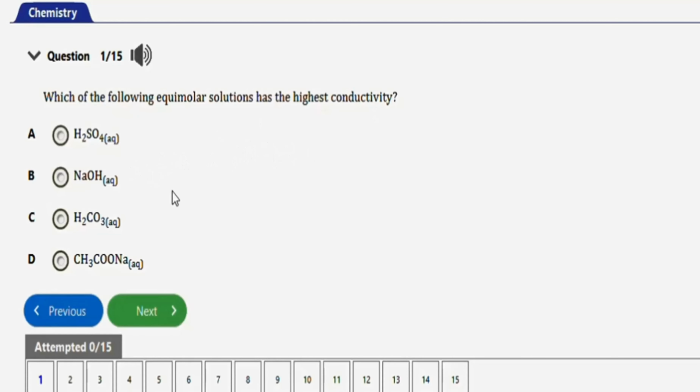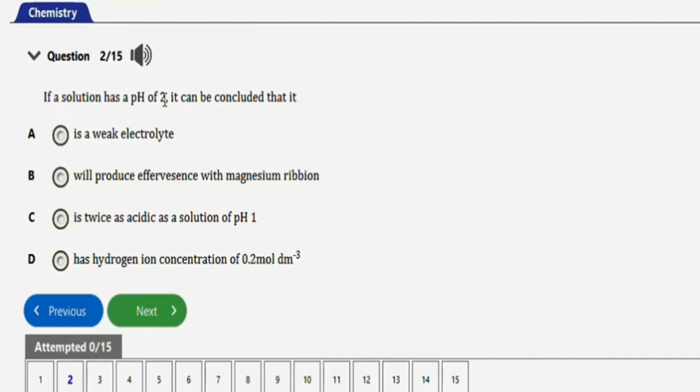Okay, so the next question will be this one. It says, if a solution has a pH of 2, it can be concluded that it is a weak electrolyte. No. It will produce effervescence with magnesium ribbon. Is twice as acidic as a solution of pH 1. No. Has hydrogen ion concentration of 0.2 mole per dm cube. No. So the right option will be option B. It will produce effervescence with magnesium ribbon.